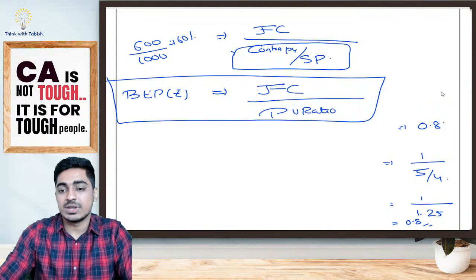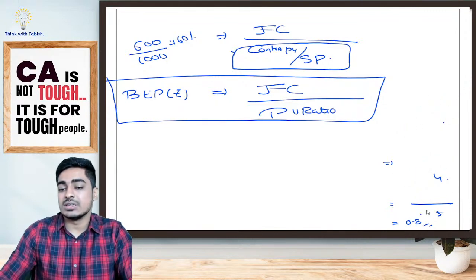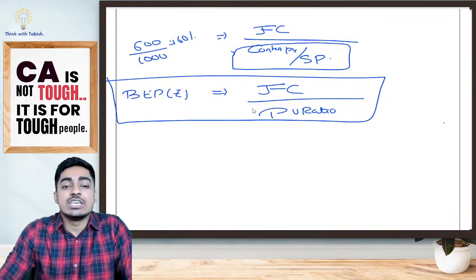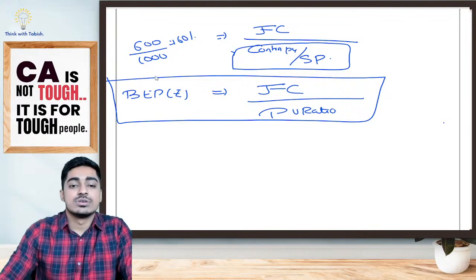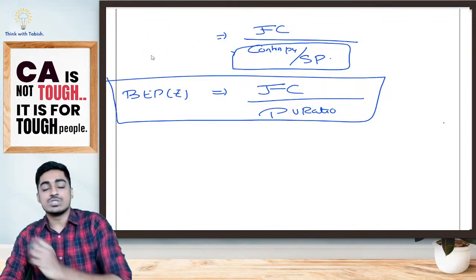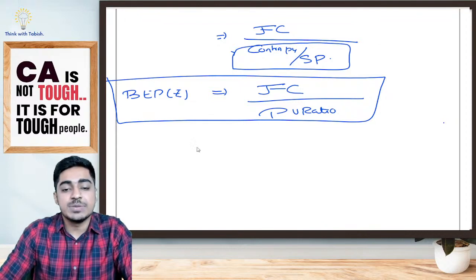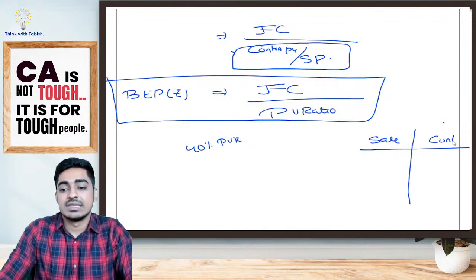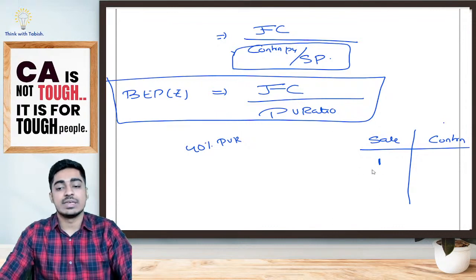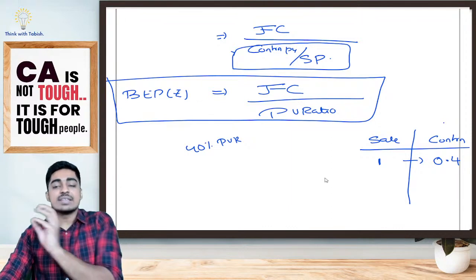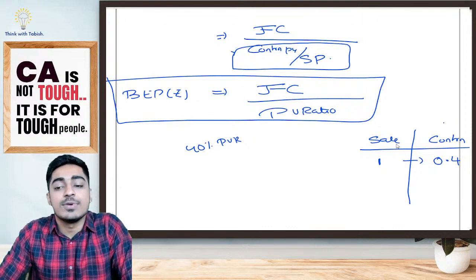Now, if you want to know the formula simply, as a shortcut, look at this. What is our PV ratio? Yes or no? In our example, our PV ratio was 40%. 1000 was the sale, 600 was the variable cost. 40% is our PV ratio. So what is the meaning of this 40% PV ratio? It means that if I am making a sale of 1 rupee, I will be getting a contribution of 0.4 rupee.